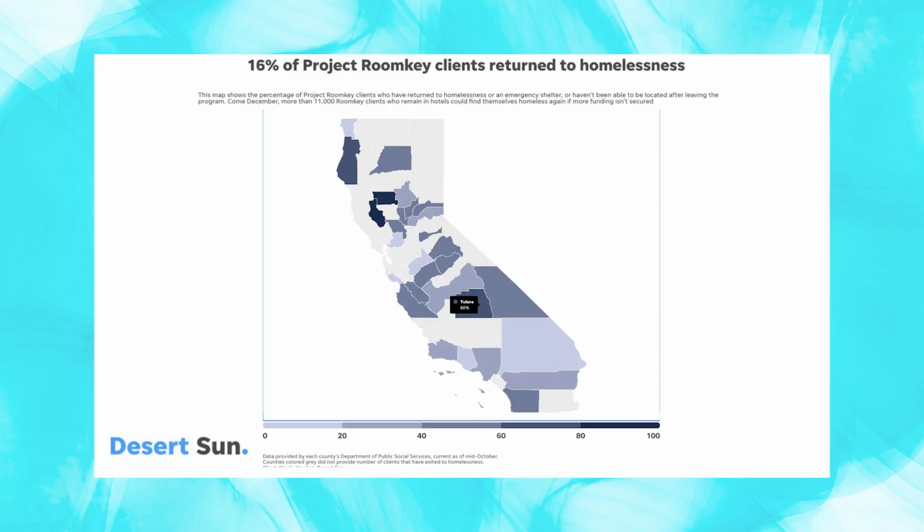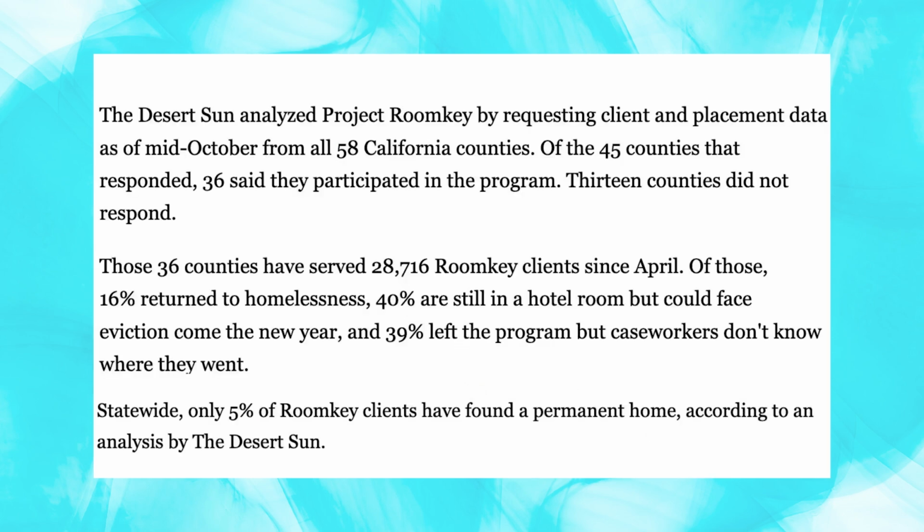She had to request data herself from 58 California counties. Her findings showed that only 5% of clients were given permanent housing, and they had no idea what happened to 39% of the recipients of the program.